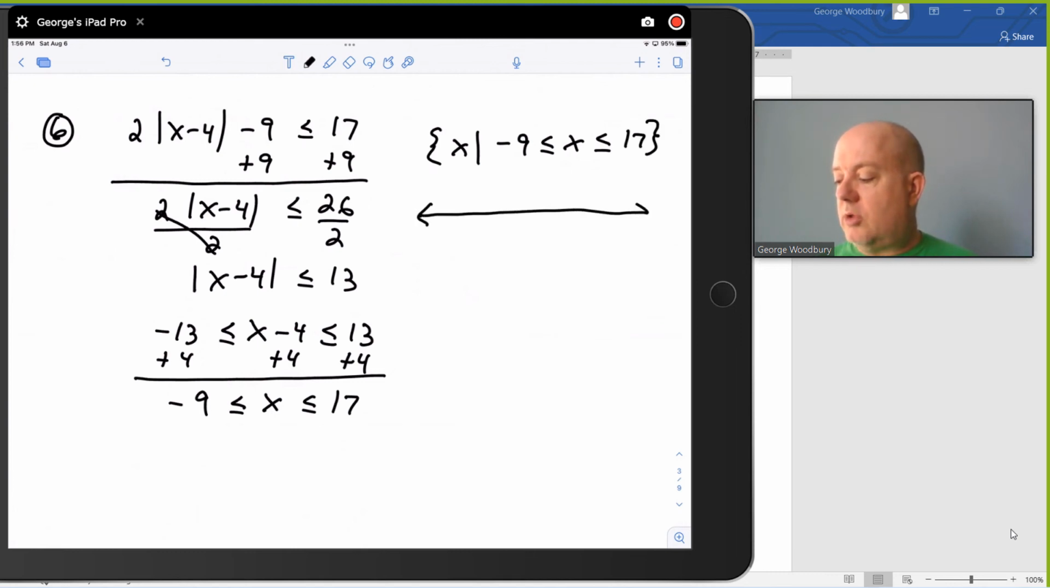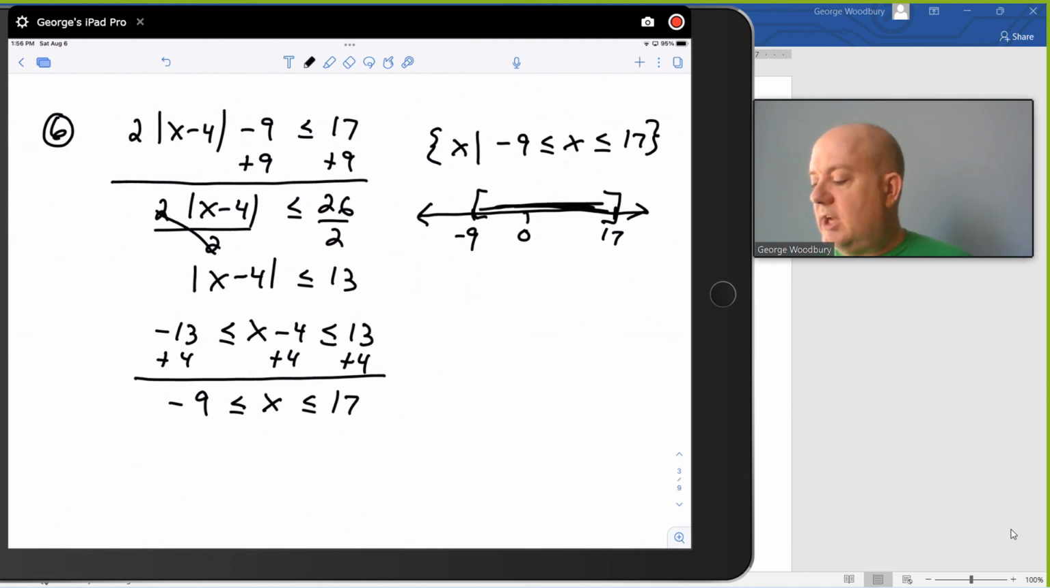On a number line, put -9 and 17 onto the graph. This time we're going to use square brackets because those endpoints are included. This is a weak inequality. So square bracket at -9, square bracket at 17, shade between. Finally, interval notation would be bracket -9, 17, bracket.